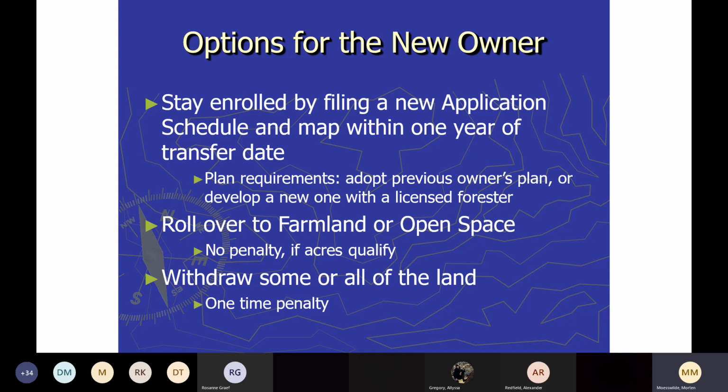You could also alternatively roll the land into farmland or open space if the acres qualify, or you can withdraw some or all of the land. It's basically up to the landowner, who's acquired land in tree growth, to determine what course they want to take.